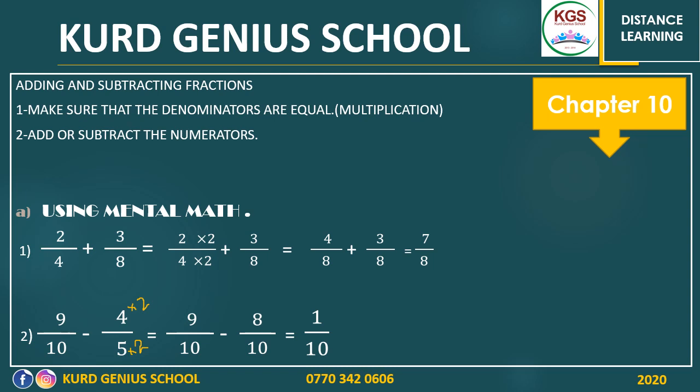First, in adding and subtracting fractions, it's really important at the first step to make sure that the denominators are equal, of course, by using multiplications. Second, add or subtract the numerators. Here I wrote numerators because you need to add and subtract the numerators, not the denominators. So it means you're going to add and subtract just the top.